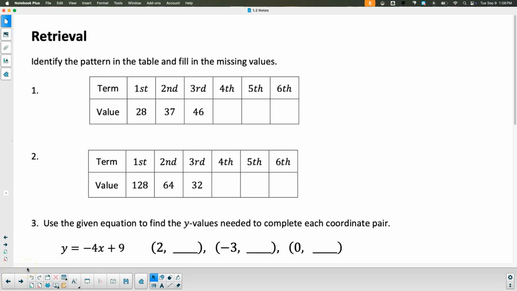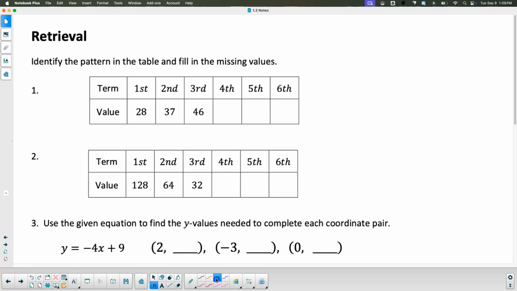All right, first one. Anybody notice a pattern in the value of those three terms? What do you got? Every term is adding 9 onto the equation. Adding 9 onto the number, you mean? Because really it's an equation here. Yeah. So adding 9. Okay.